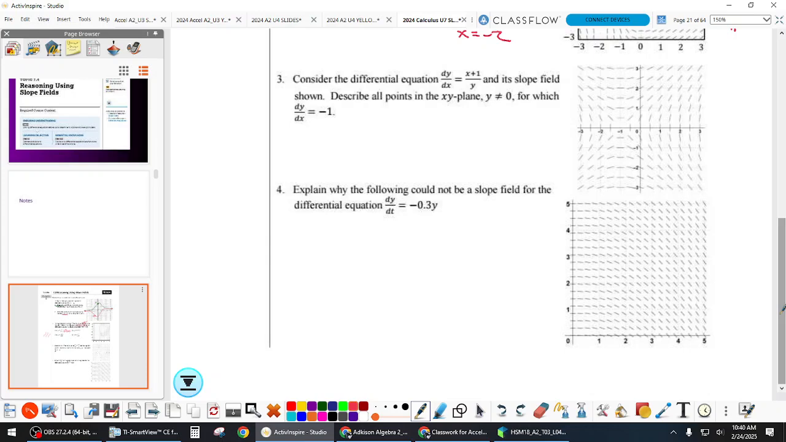Alright, so where does dy/dx equal -1? We're just looking for a slope of -1. Can you see it, first of all? See where it's probably true? Yeah. Anywhere, like at (0, -1), and then you just follow the path of. Yeah.